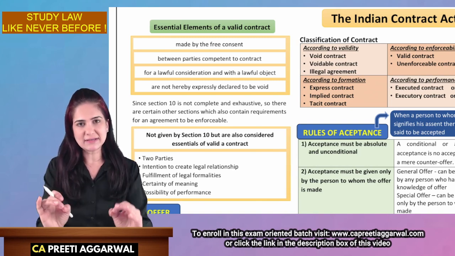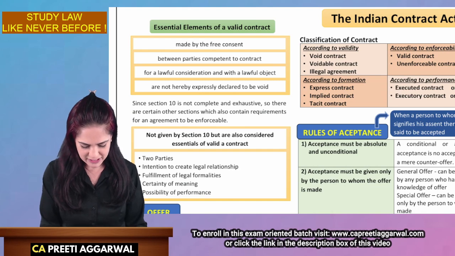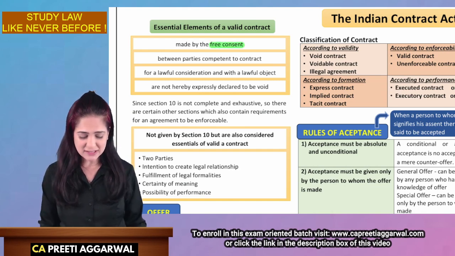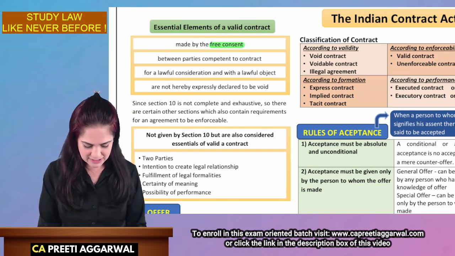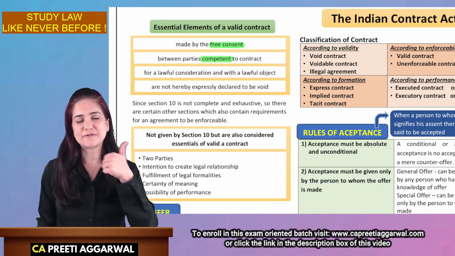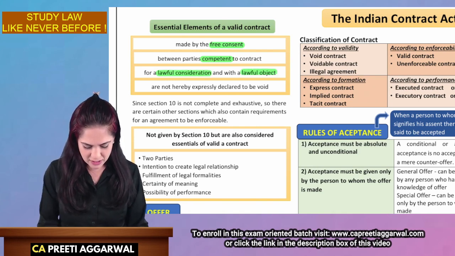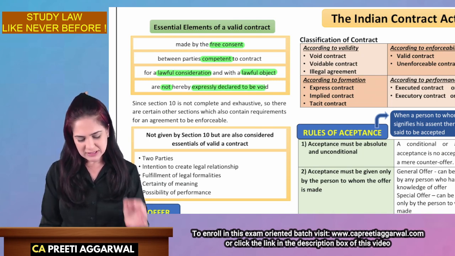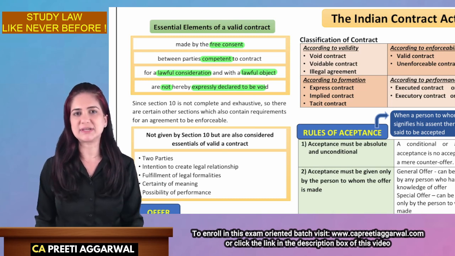As per section 10, for a valid contract, there must be free consent. If you have a highlighter, please highlight along with me. Then parties must be competent to contract. So I need competency. So free consent, competency. Lawful consideration, lawful object. It should not be expressly declared void. These are the only points which are given in section 10.